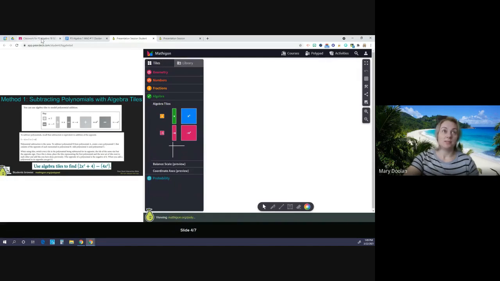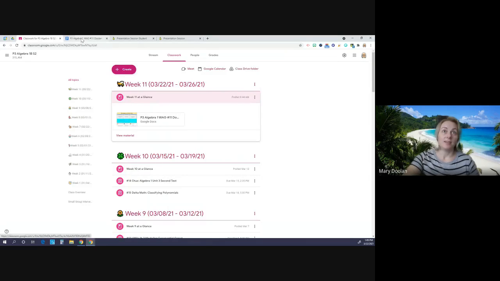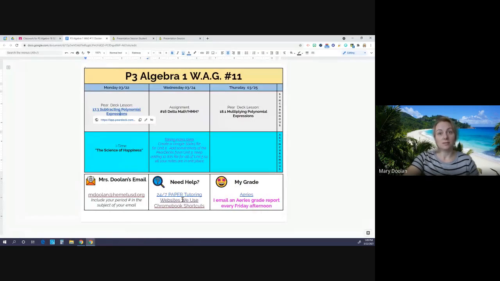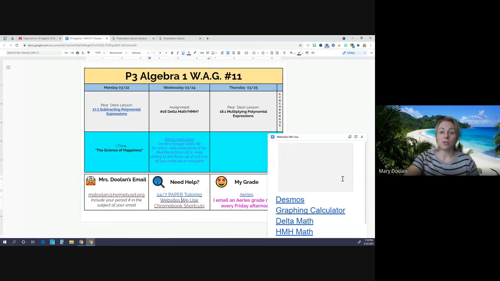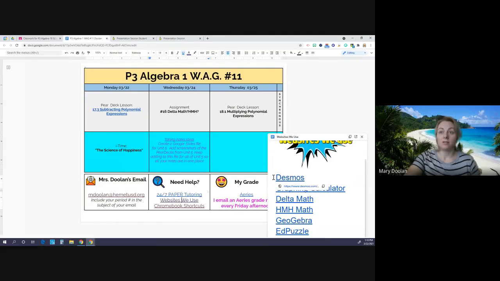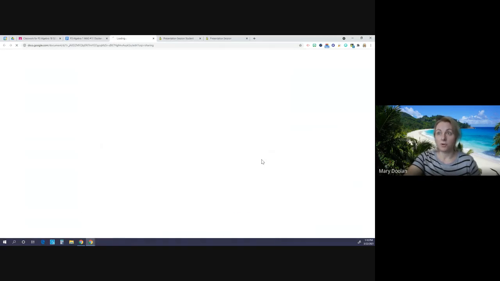I'm going to copy this link address, and if I go to our week at a glance, this link right here for websites we use, this is going to be a website we use, so I'm going to add it to what we already have in here. It won't let me open it. I have to open it all the way.